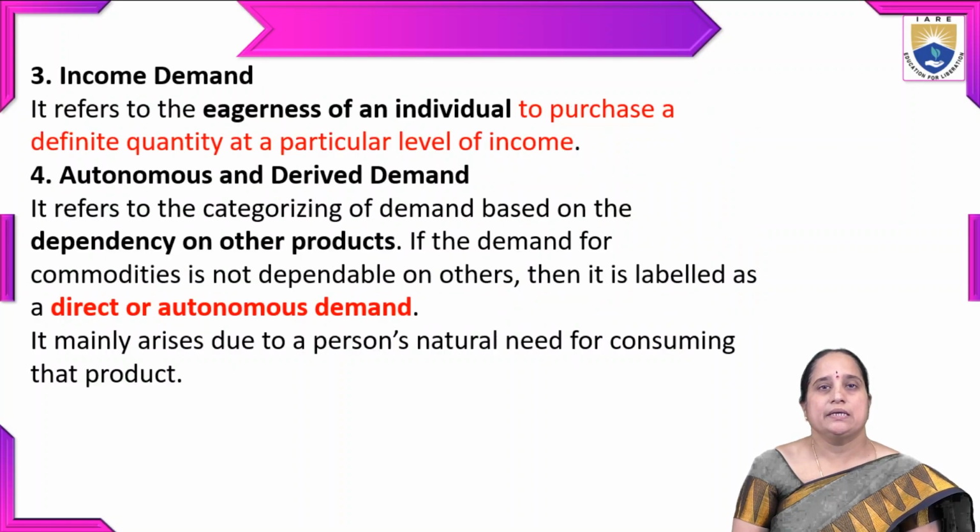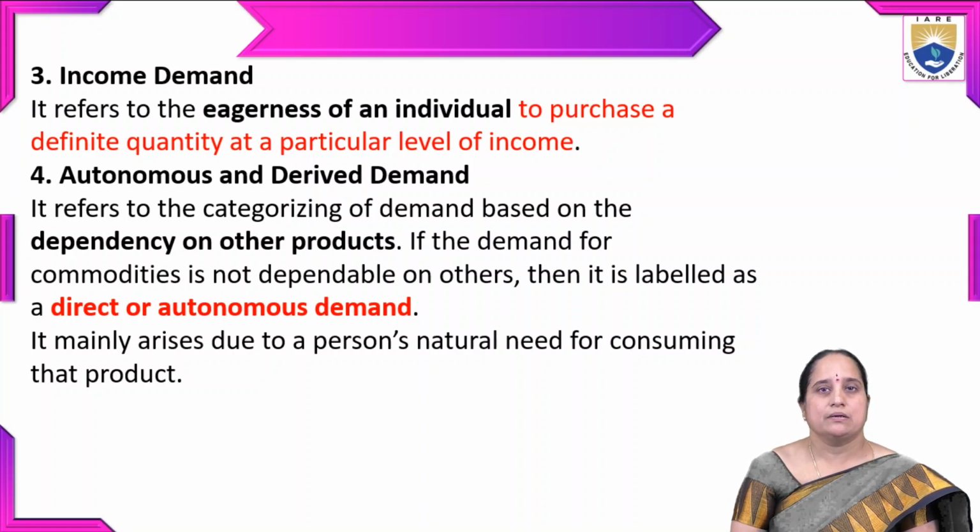Then the third one is income demand. It refers to the eagerness of an individual to purchase a definite quantity at a particular level of income. So it depends purely on their purchasing ability. How much quantity he may acquire at a particular level of income, based on their income levels, they use to make the purchase. So that type of demand is known as income demand.